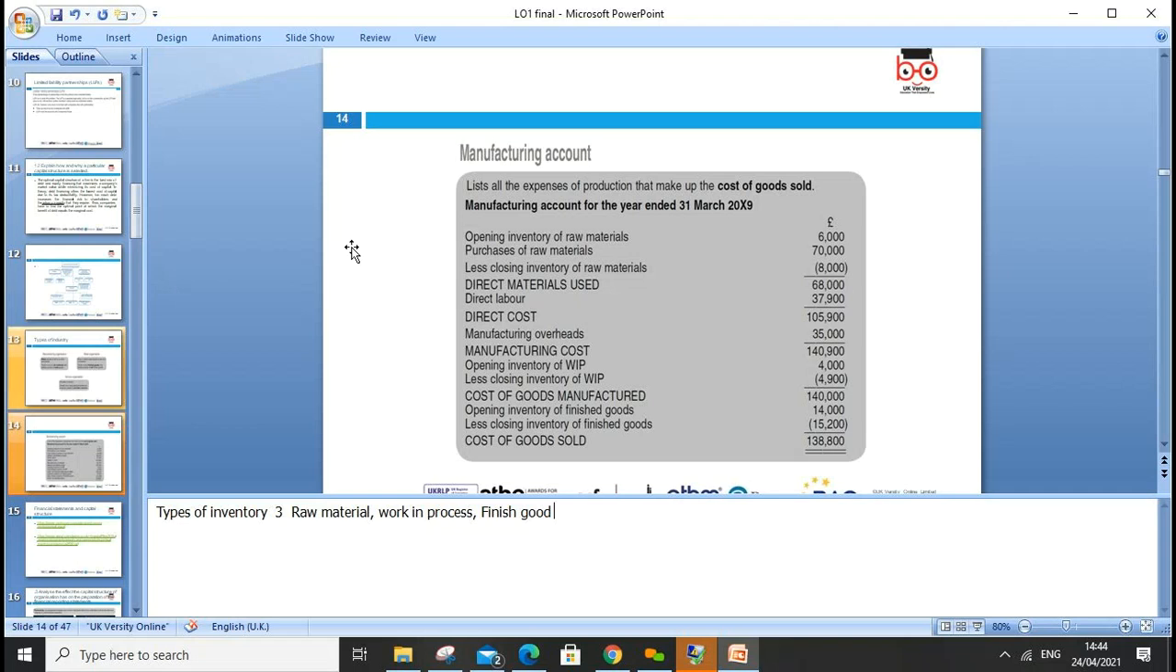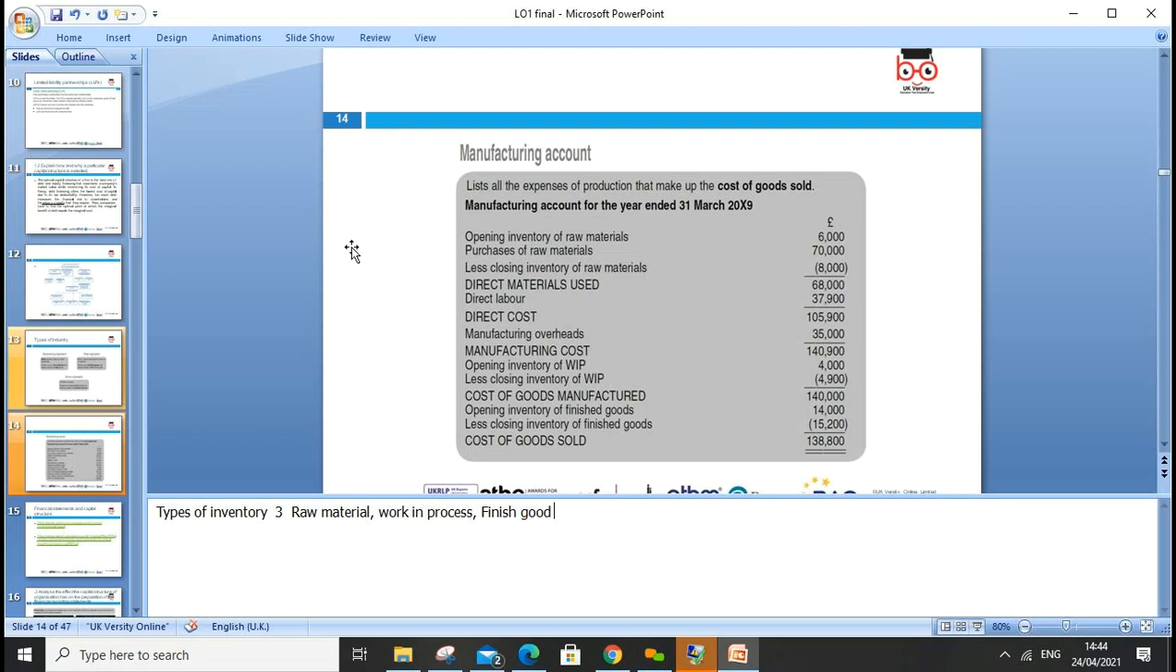Then we have a labor cost. Then manufacturing overhead, and we can find the manufacturing cost. Then work in progress, opening minus closing. Then the cost of goods manufactured, and then we add opening inventory of finished goods, and we can find the cost of goods sold. How many goods we sold, and how much is the cost.